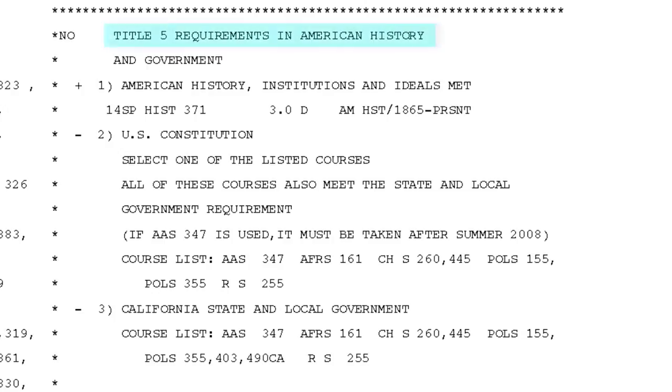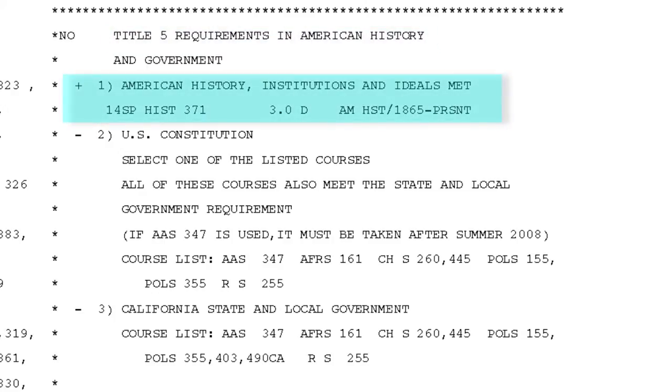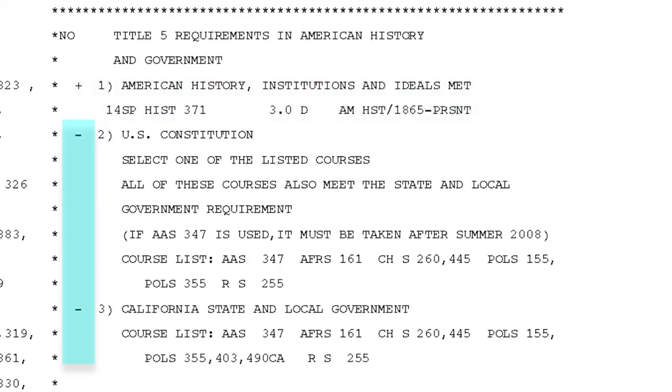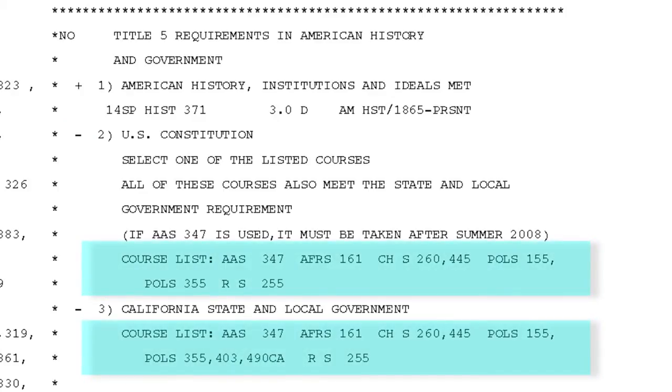Let's look at the Title V requirements. The student completed 1 of the requirements by earning a D in History 371. Notice there are 2 minus signs following this, but the course list is almost the same for both. In this case, taking 1 course that is on both lists will fulfill both requirements.